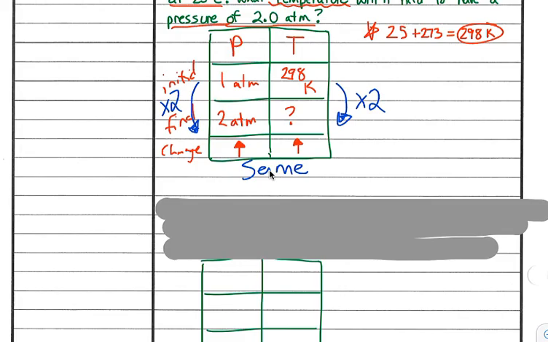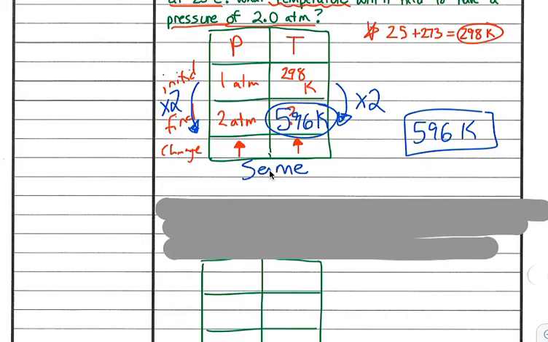So in my calculator, I'm going to do 298 times 2, and I get 596. So 596 Kelvin is going to be my answer. I could write that over here, out of the way, 596 Kelvin. And that's going to be my answer.